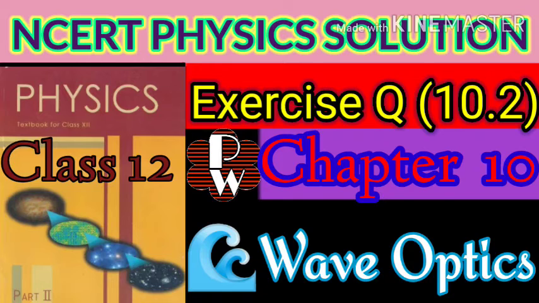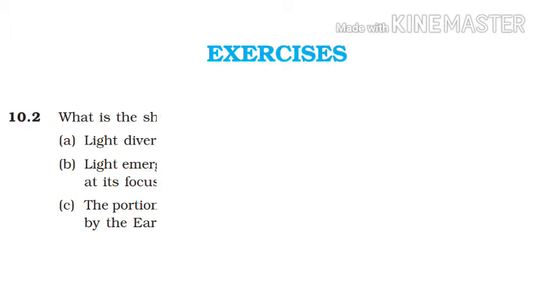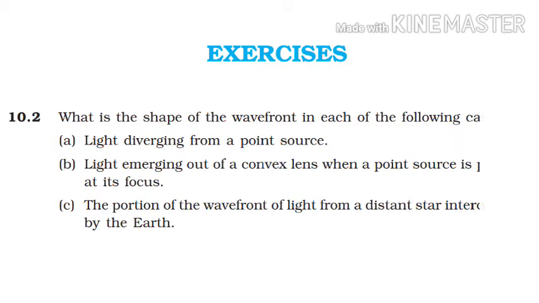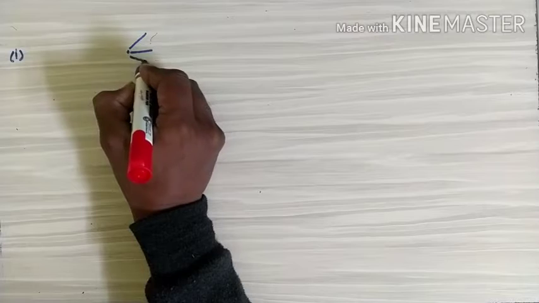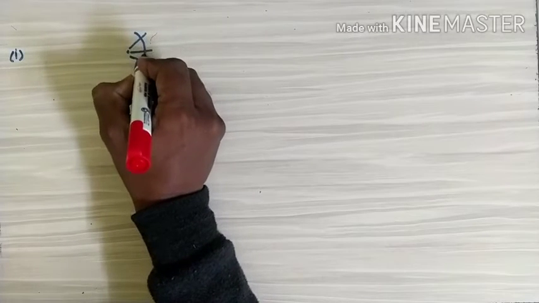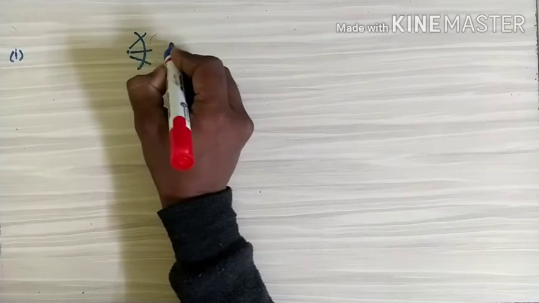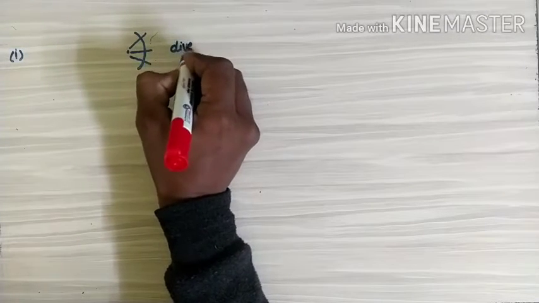Question is 10.2. What is the shape of a wavefront in each of the following cases? First is light diverging from a point source. So students, if the light is diverging from a point source, then what will the wavefront be? Diverging, or we can say spherical wavefront, diverging wavefront.